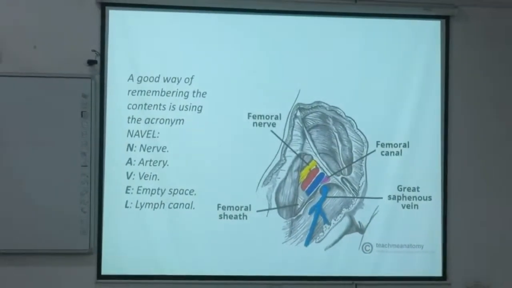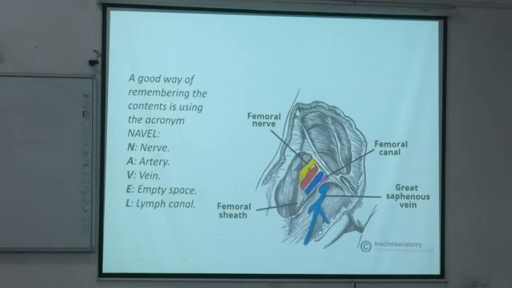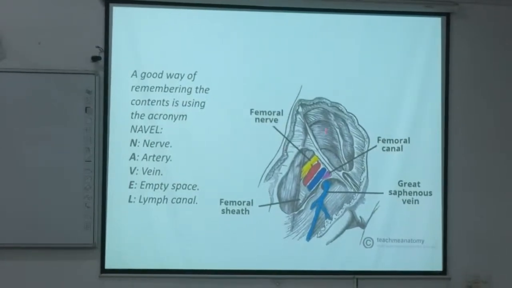Next, see, these are the contents. You can remember like a mnemonic, NAVEL, from lateral to medial. Lateral-most is the nerve, which is not included within the femoral sheath. Then there is artery, then vein, then the empty space is the femoral canal, okay, and then lymph. This is the lymph, femoral canal.